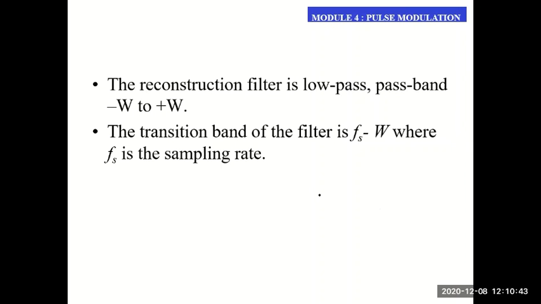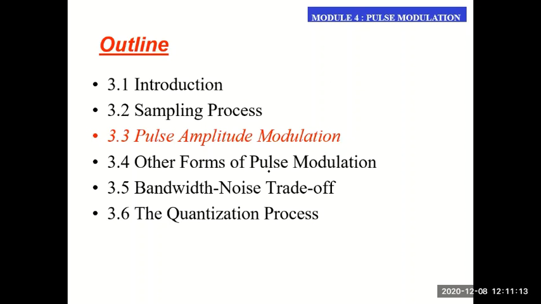Okay, so as I told you, reconstruction filter is low pass, pass band existing from minus W to plus W. Transition band of the filter is the range when it is attenuating, falling. It is from W to Fs minus W, where Fs is the sampling rate. Okay, all this we know. The next topic is pulse amplitude modulation, which I told you is the practical sampling process. So I think we will continue with this in the next class.